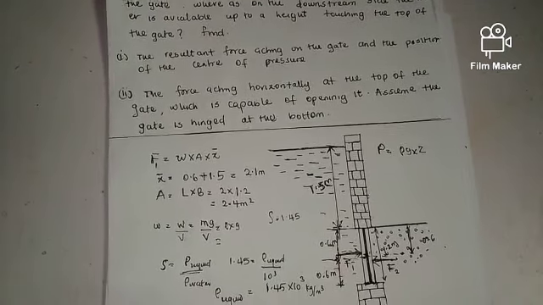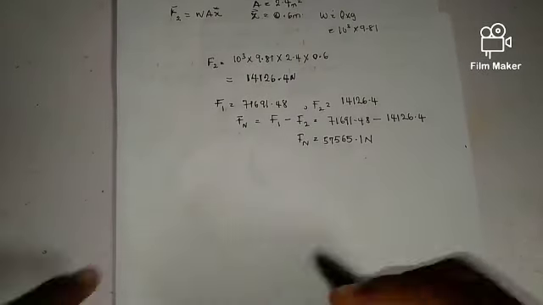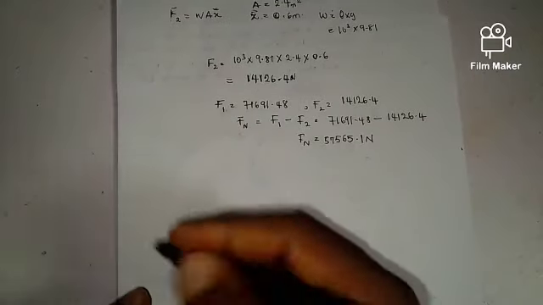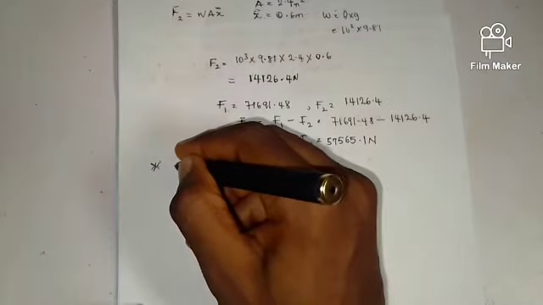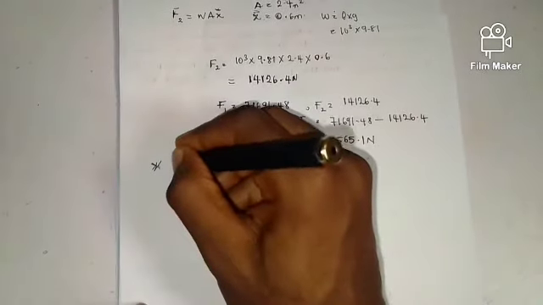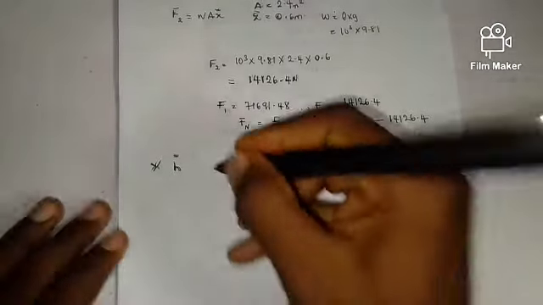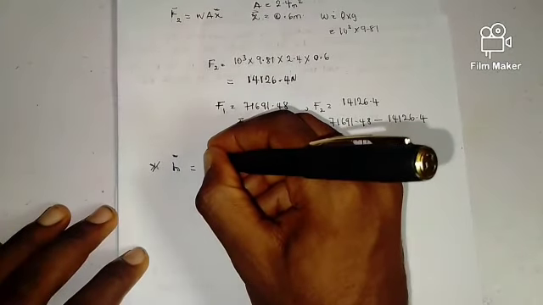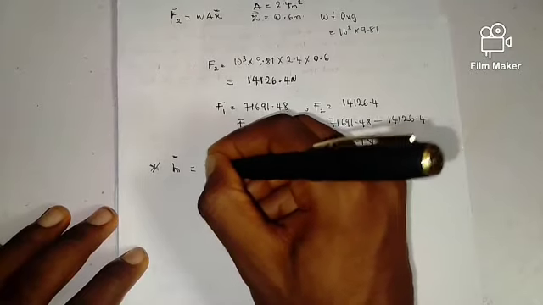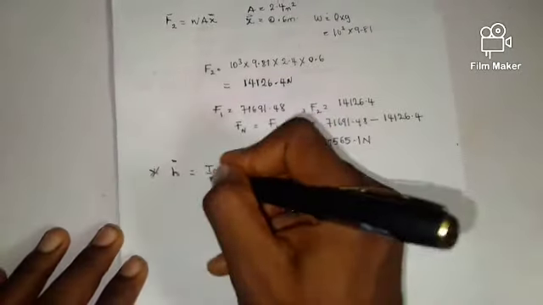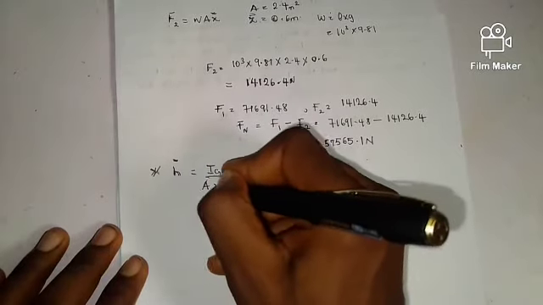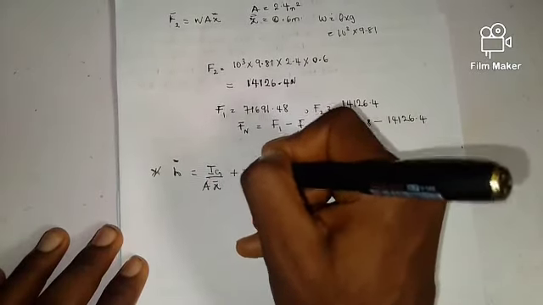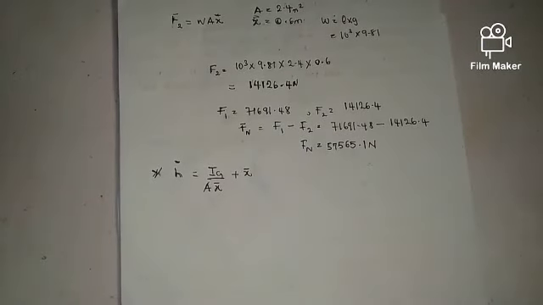So the position of my center of pressure, if you can remember, the formula for finding center of pressure, call it h bar, is equal to the moment of inertia about the center of gravity divided by the area times the depth, plus the depth. This is the formula for finding the center of pressure of a vertically immersed surface in a liquid.